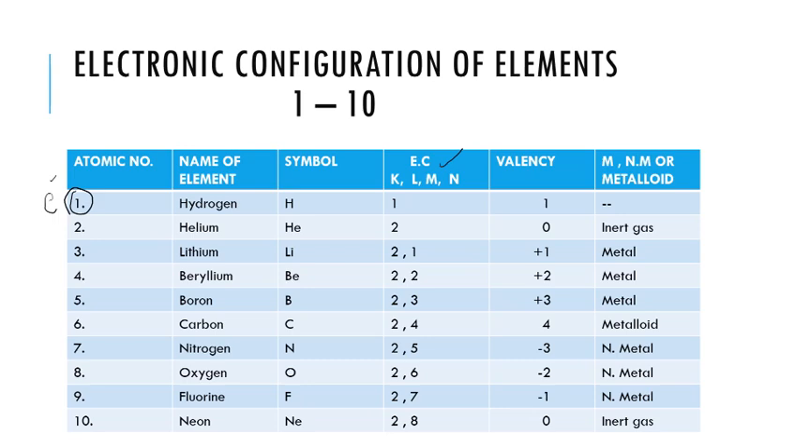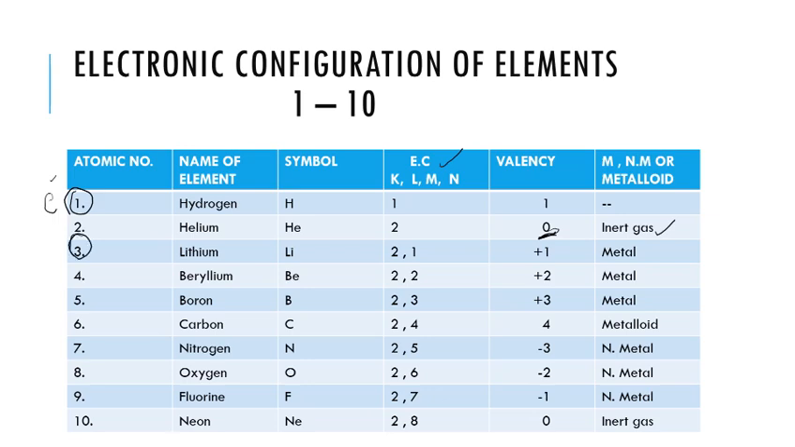So hydrogen has one electron, so it will go in the K shell. Helium has two electrons, and they will go in the K shell. Now this K shell is fully filled, hence helium atoms do not lose or gain electrons. That's why these generally occur as gases, and because they don't react to form compounds, these are known as inert gases.